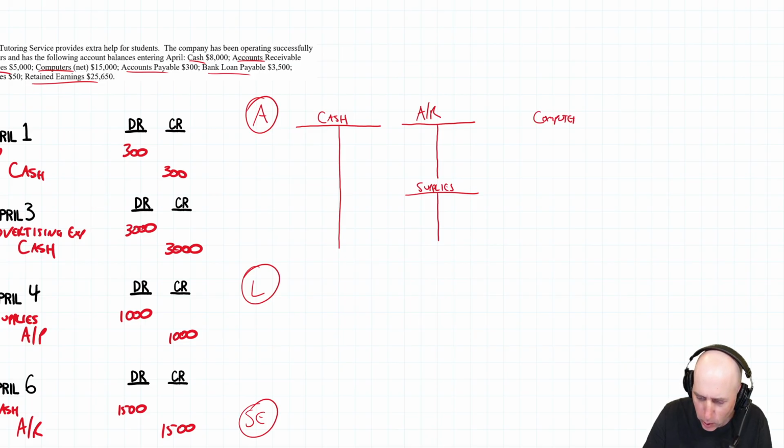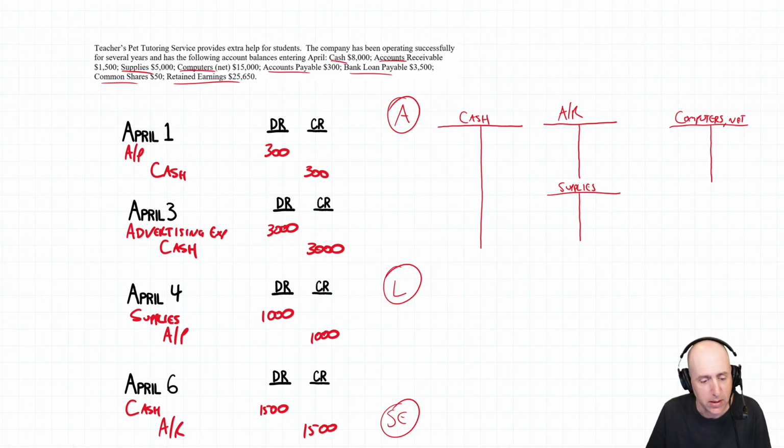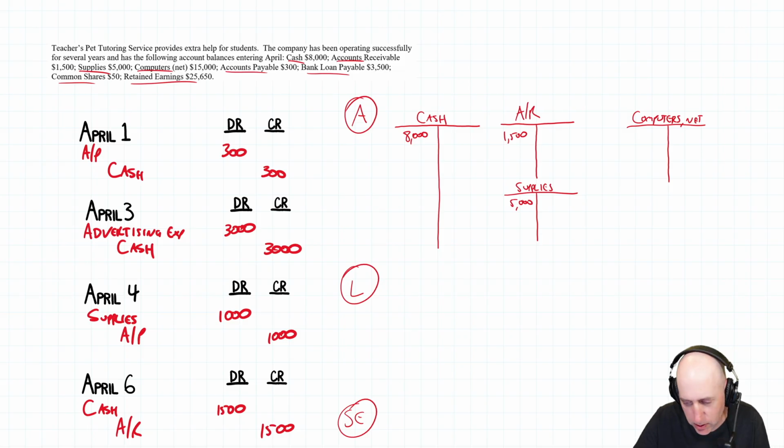And I should be putting in my account balances as well. So let's do that as we go here. Cash, they said, was $8,000. Now, cash is an asset. To make an asset go up, it takes a debit. So if we have a positive cash balance, it is a debit cash balance. Accounts receivable is an asset, so debit side. Supplies, an asset, debit. Computers, an asset, debit.